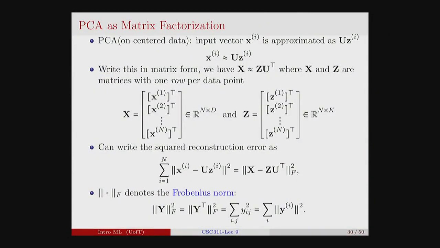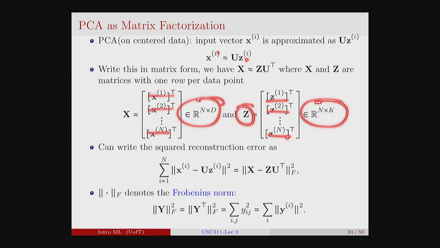Well, I can take all of my xi's and pack them into my data matrix to get an n by d matrix. And I can do the same thing for the z's that I get from PCA. So I take all z1, z2, all the way to zn, and I pack them into this giant matrix Z, which is going to be n by k. So I have n data points. Each of them has a k-dimensional code vector. When I pack them, it ends up as an n by k dimensional matrix.